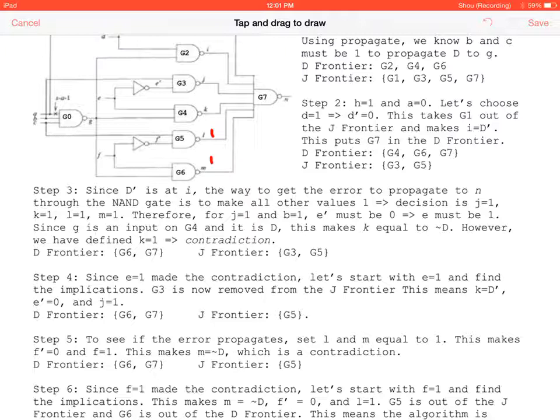So it's going to be what we define here as step 6. We just say F is going to be equal to 1, right? And then we're going to get 1 still on the output, but this will allow D bar to propagate here, which means G5 is going to be out of our J frontier. Our J frontier is empty. At the same time, because we have the error and we fully have values determined, G6 is going to be taken out of our D frontier, which means G7 will be our only D frontier, right? Which means we have our unique D drive, which means we've solved the problem.